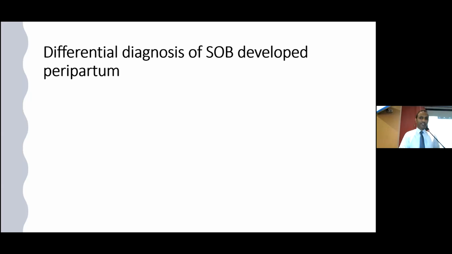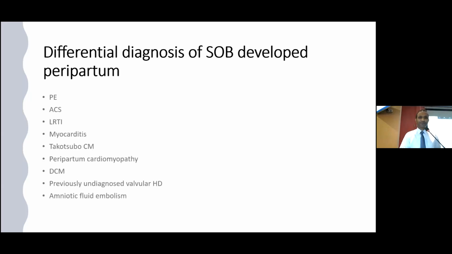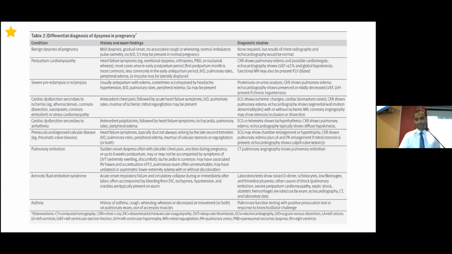So, what are the differential diagnoses of shortness of breath in the peripartum period? It can be pulmonary embolism. The first thing we think of is pulmonary embolism. It can be acute coronary syndrome, lower respiratory infection, myocarditis, Takotsubo cardiomyopathy, peripartum cardiomyopathy, and previous undiagnosed cardiomyopathy, and it can even be previous undiagnosed valvular heart disease manifesting in the pregnancy, and amniotic fluid embolism as well.